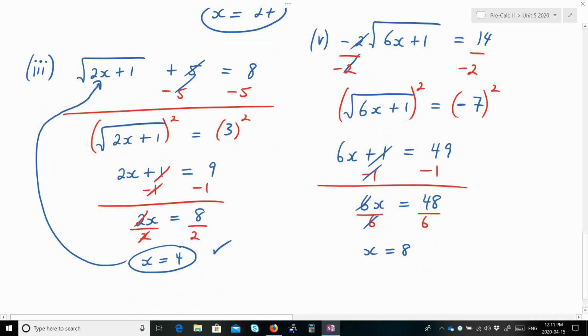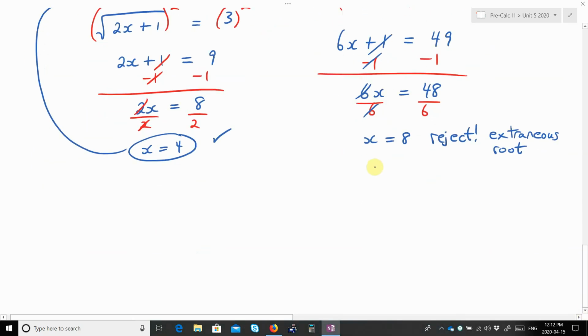Okay, but if you put it back into the original equation, 8 times 6 is 48, plus 1 is 49. We have the square root of 49, which is 7. 7 times the negative 2 that was in front there, right here, is negative 14, not positive 14. So we have to reject this. Reject. It's an extraneous root. Okay, and since we are rejecting our only answer, we would say, therefore, no solution. All right, and that is 5A, part 5.